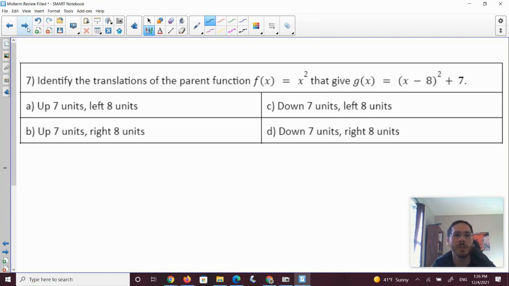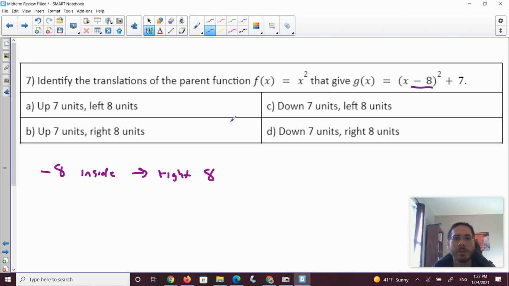All right, for number 7, identify the translations of the parent function f of x equals x squared that give g of x equals (x minus 8) squared plus 7. So we want to identify that this negative 8 inside the parentheses is going to be our left and right motion. If we have a minus sign, that means that we're going to the right 8.